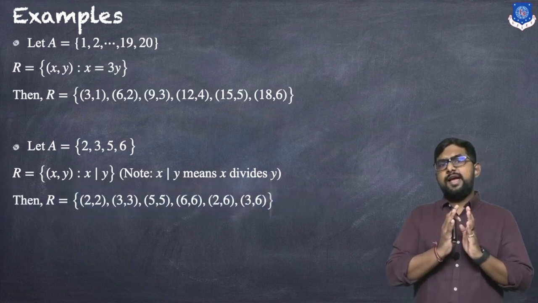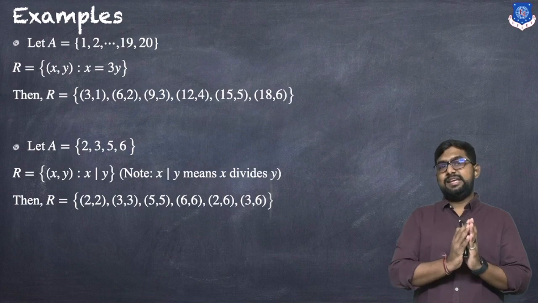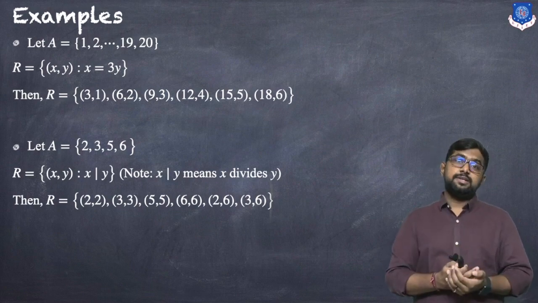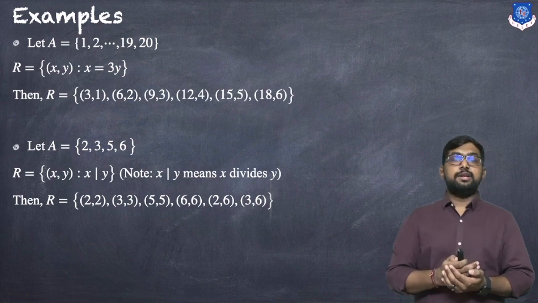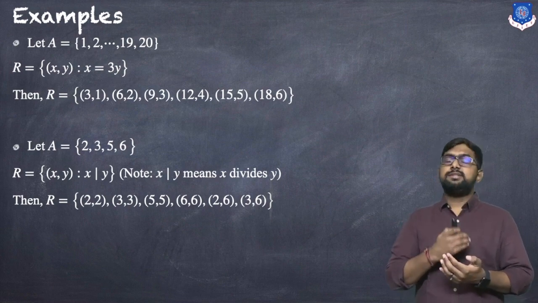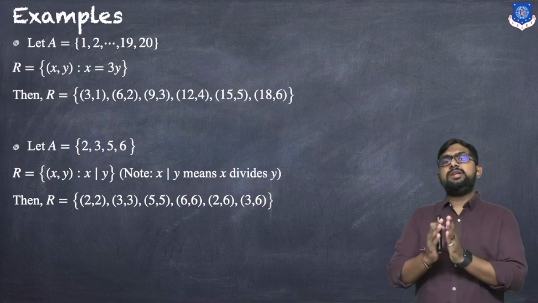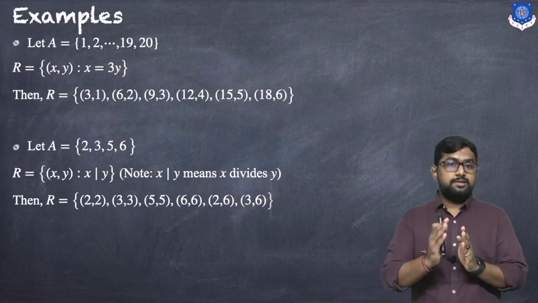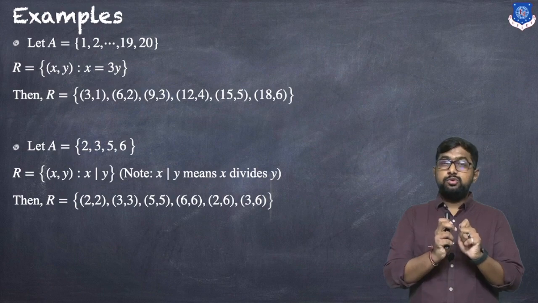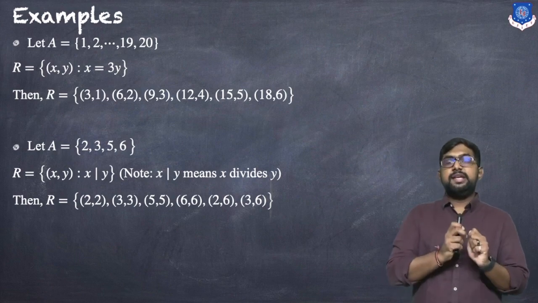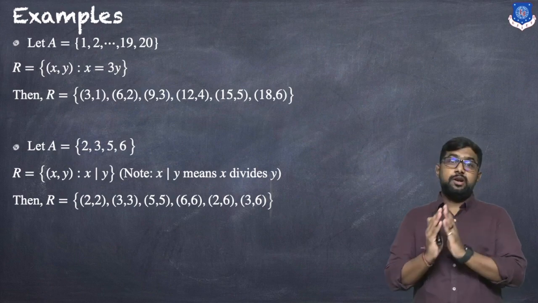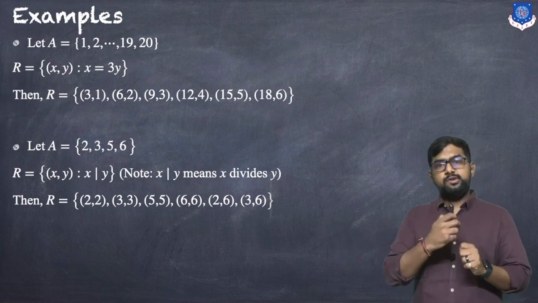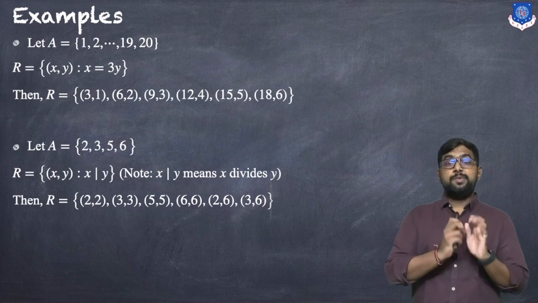How? See, we have 2, 3, 5, 6, both the sets are the same. Now 2 divides 2, yes, 2 divides itself. Again 3 divides itself, 5 divides itself, and 6 divides itself. So (2,2), (3,3), (5,5), (6,6) will be there. Now let us take 2. 2 does not divide 3, so the (2,3) pair won't be there. In the same manner, 2 does not divide 5, so the (2,5) pair won't be there. Then 2 divides 6, so the (2,6) pair will be there.